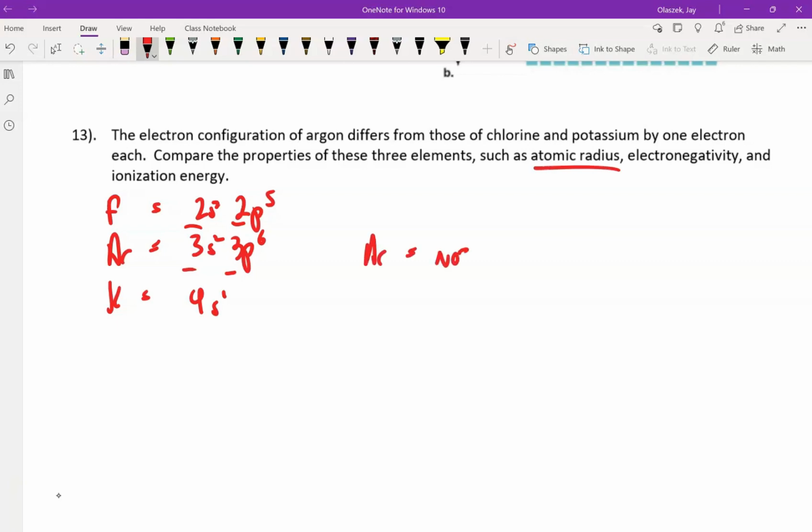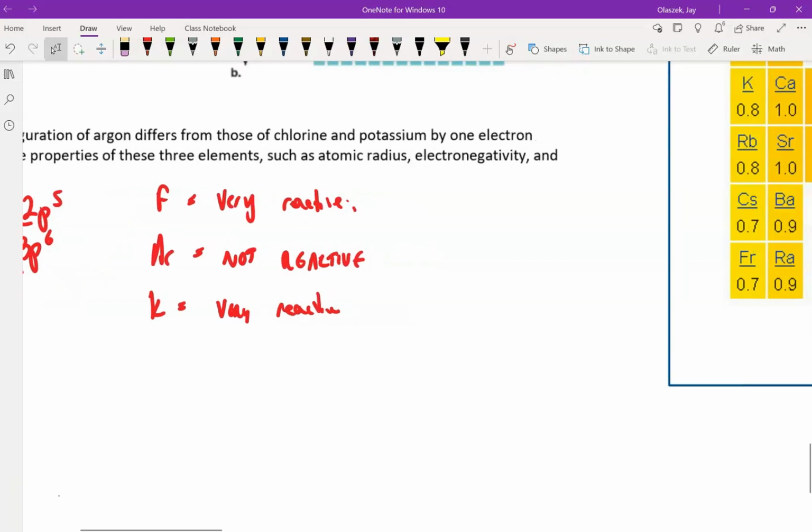Here's what we know. Argon, not reactive. It's a noble gas. We know that fluorine, very reactive. Why? Well, we'll get to that in terms of atomic radius and electronegativity. Finally, we know that potassium, very reactive. Why? Well, here's what we know.